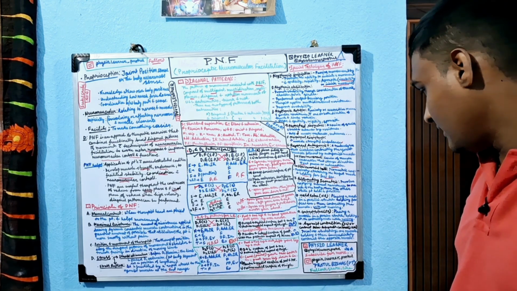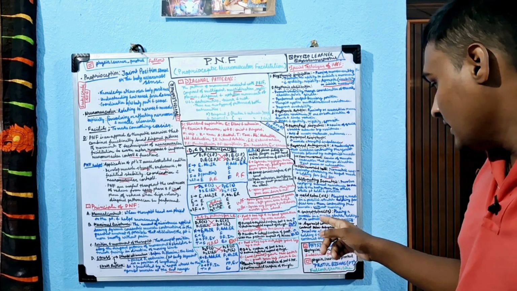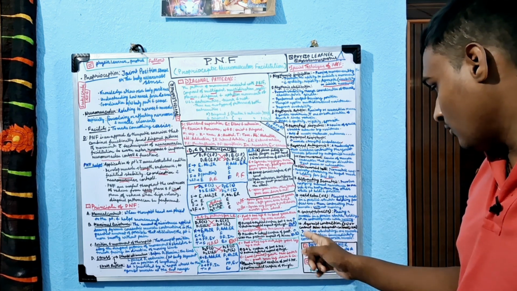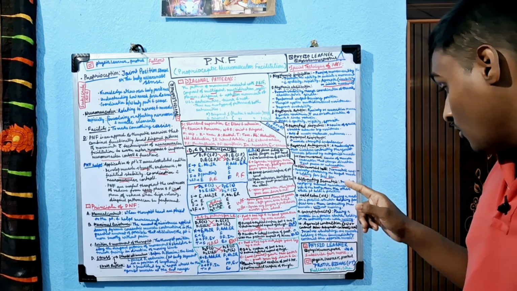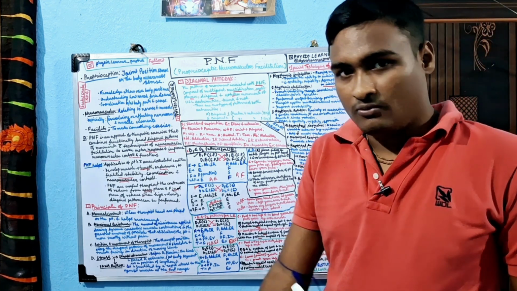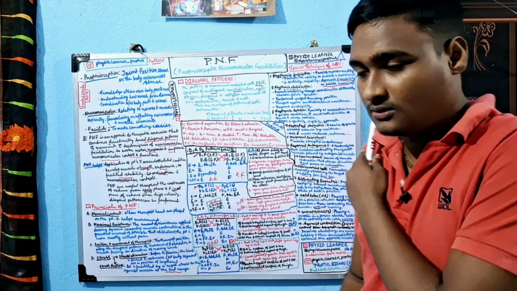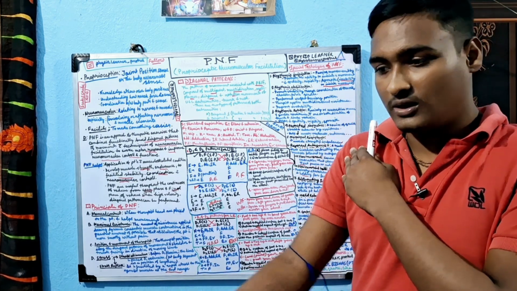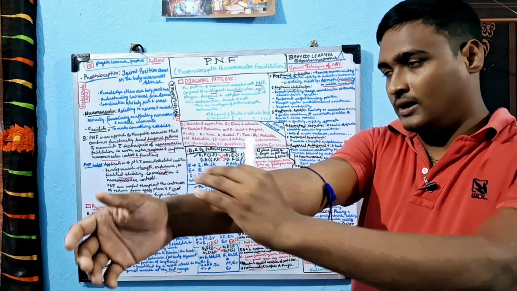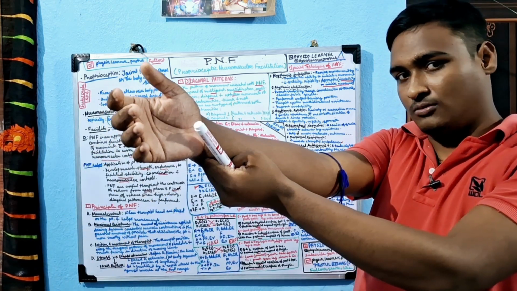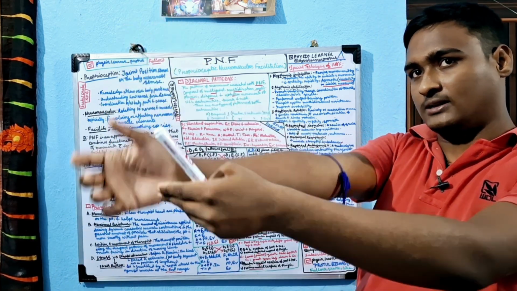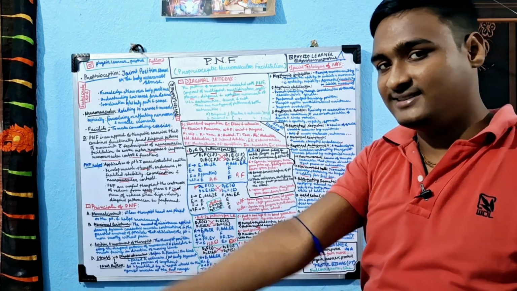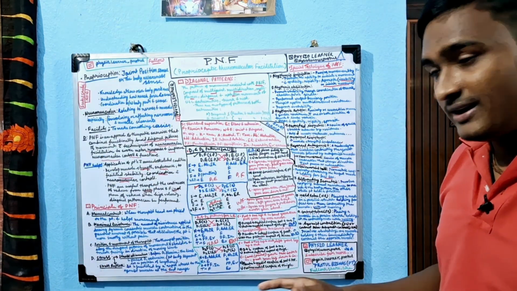What is contract relax? Placing a muscle in a stretched position, holding, then contracting the muscle while moving. Here the shoulder mobility is not full, where the movement is lost. Here this movement, and relax. Some range is increased. This is contract relax. It is a while-moving technique.